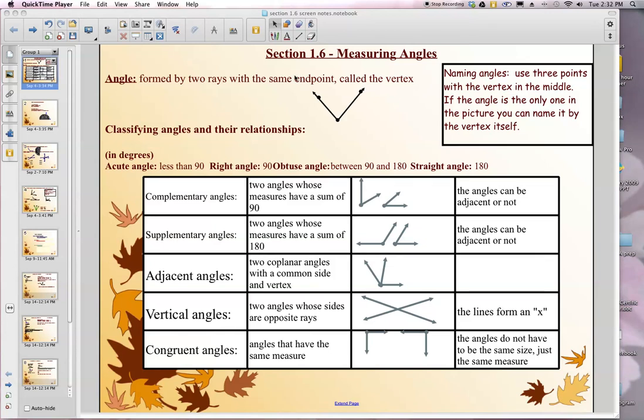Section 1.6 is on measuring angles. Okay, when we talk about angles, they are simply two rays that go off from the same point. We call that point the vertex. So we've got a ray going off this way and a ray going off this way. That's what makes an angle.